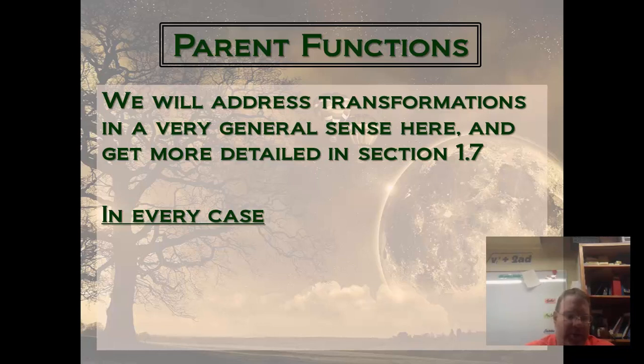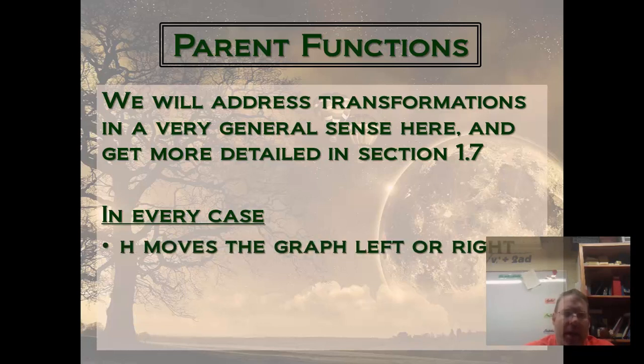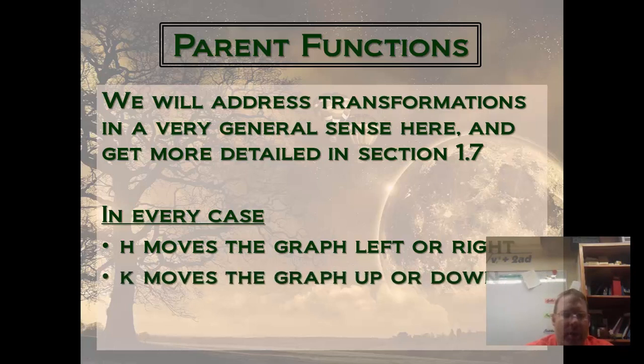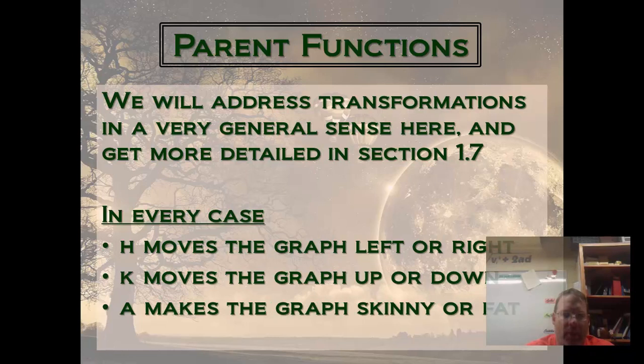But in the back of your head, because I'm going to show the form of the equation with the transformation, I want you to be thinking about the 3 letters H, K, and A, because in every case H moves the graph left or right. H is always the accompanying number that's inside the operation or the parentheses. K moves the graph up or down, and that's always the one that's outside of the parentheses. And A just makes the graph skinny or fat.